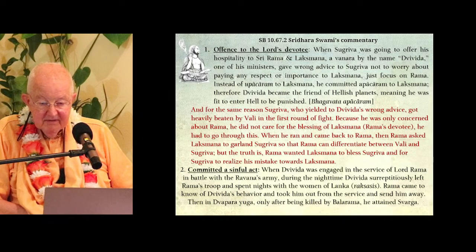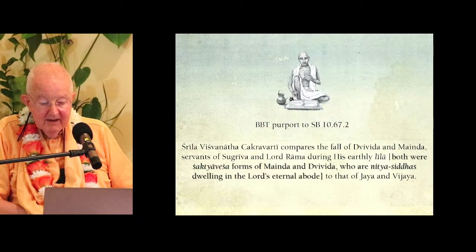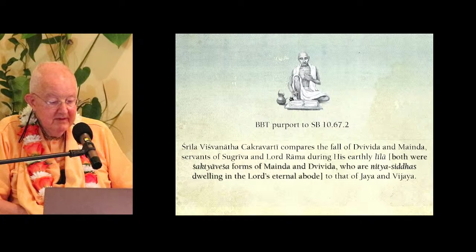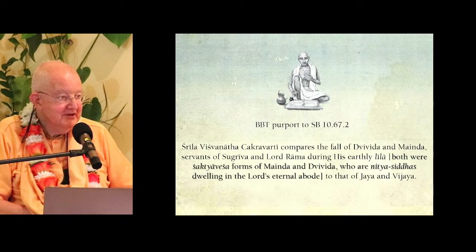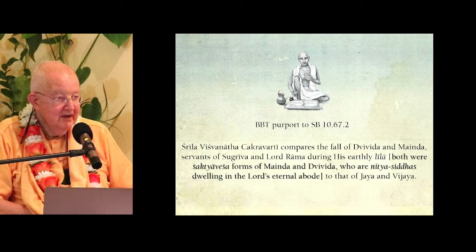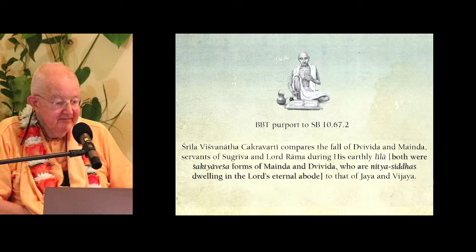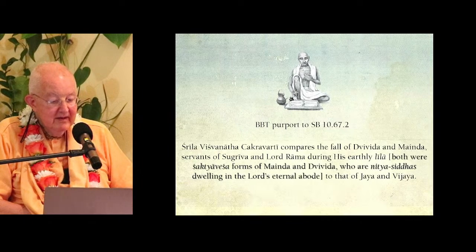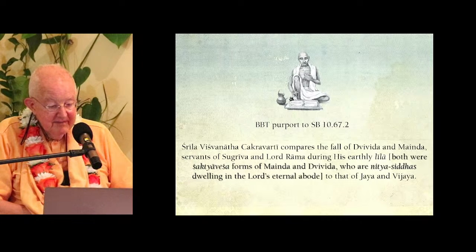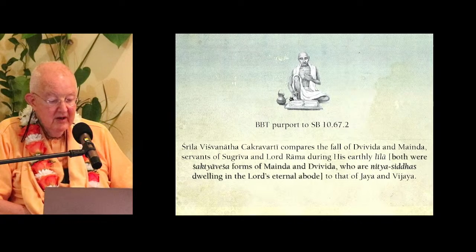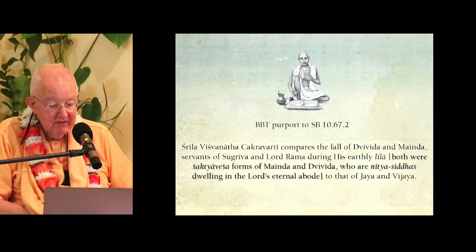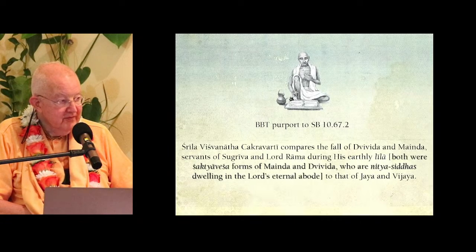So the same verse, citing Vishwanath Chakravarti Thakur from the BBT. This is an important verse. It's the introduction to Dvivida, because the chapter is Dvivida is going to get smashed by Balaram. Vishwanath Chakravarti compares the fall of Dvivida and Minda, servants of Sugriva and Lord Ram, during his earthly Leela, parentheses, both were Shakti-avesh forms of Minda and Dvivida who are Nityasiddhas, dwelling in the Lord's eternal abode, to that of Jai and Vijay. So they fell from Vaikuntha. At least Vishwanath makes the comparison.